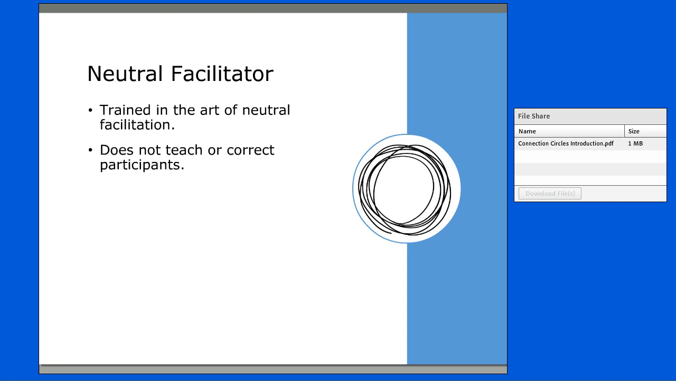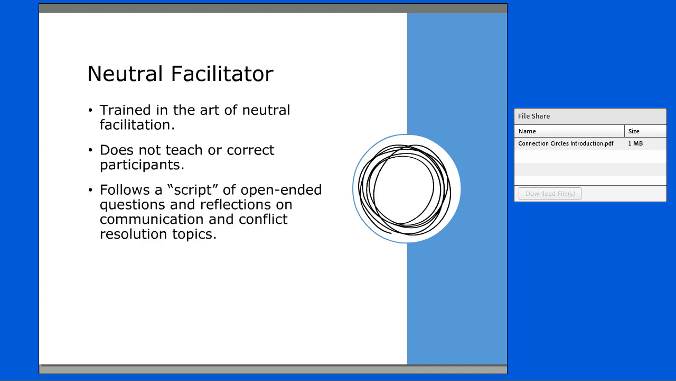Connection Circles, under the guidance of a neutral facilitator, do not attempt to teach or correct participants. Facilitators do not seize on teachable moments. Youth may answer or they may choose to pass. However, facilitators do provide a small amount of information in order to spark conversation. The facilitator's role is to follow a script of broad, open-ended questions that encourage youth to reflect on communication and conflict resolution topics. Facilitators also ensure that the circle is a safe and respectful environment.